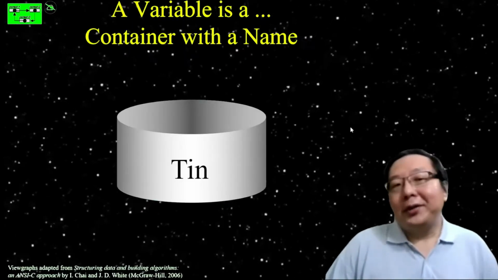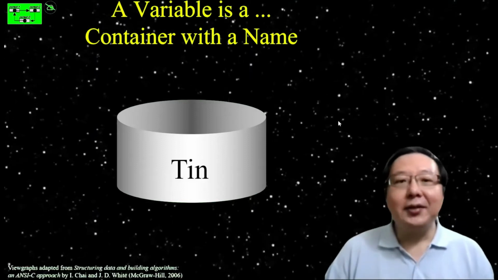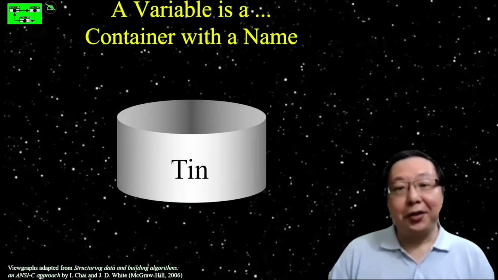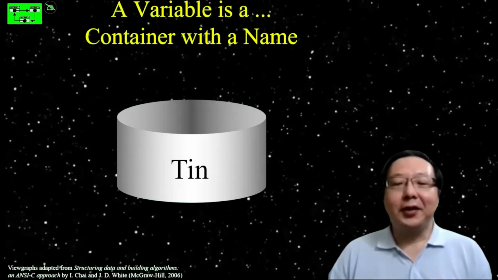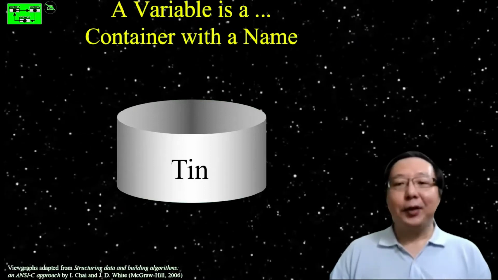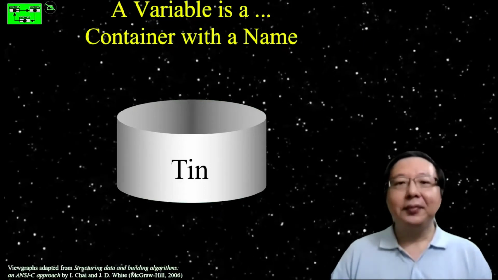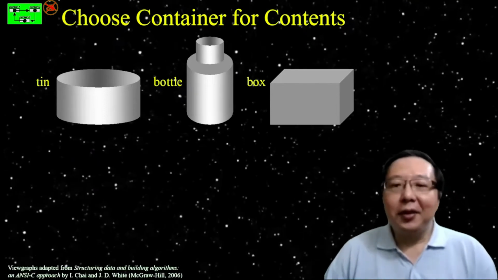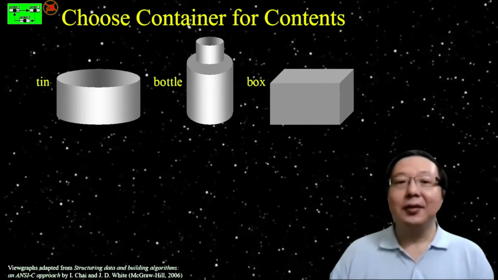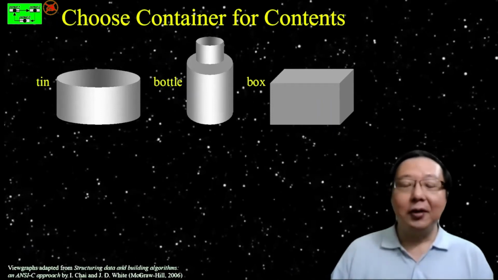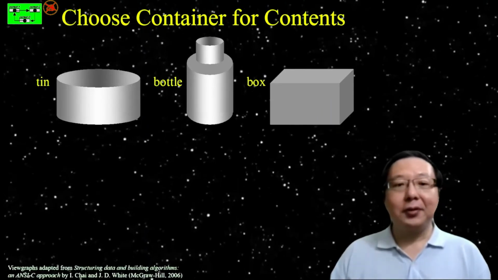First of all, what is a pointer? What is a variable? A variable is essentially a container with a name. For example, here we have a container. Its name is tin. We could put things in the container. Well, we can have different types of containers. In a tin, perhaps you could put some sardines. In a bottle, perhaps you could put some water. In a box, perhaps you could put some books.